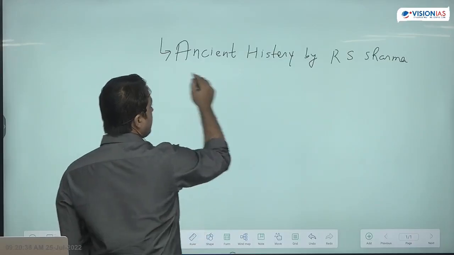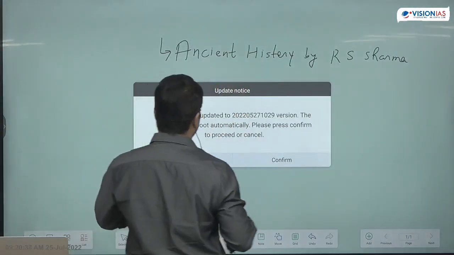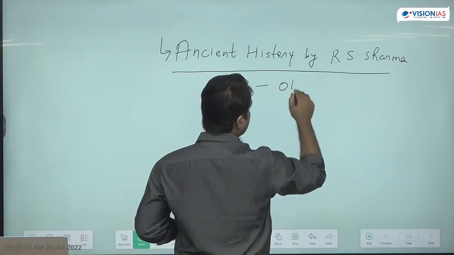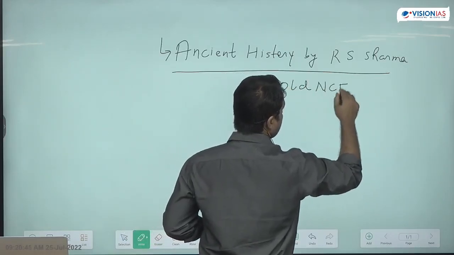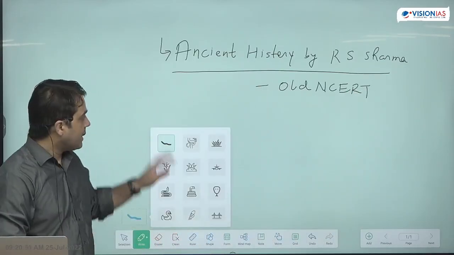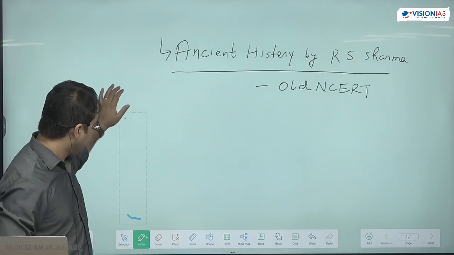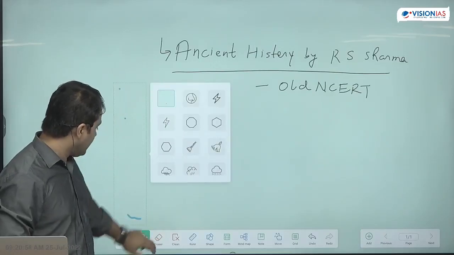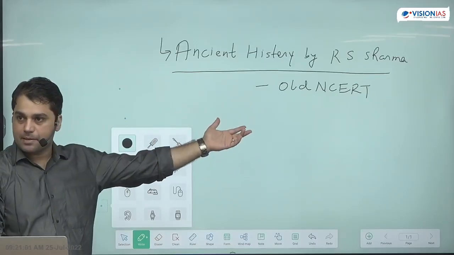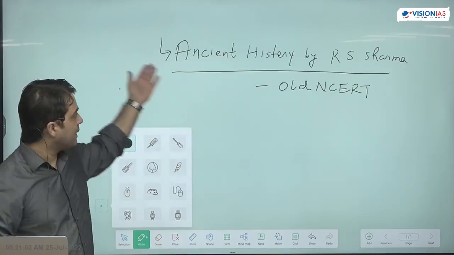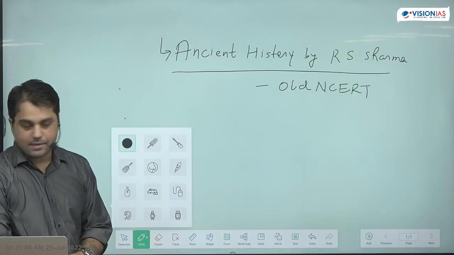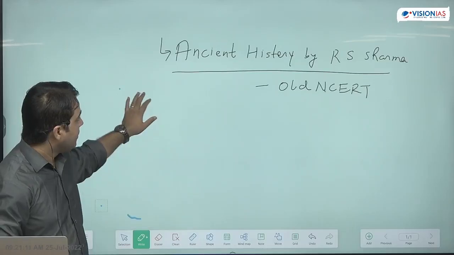For me, this is the most important source. Now, this is also old NCERT. You can either buy this as an old NCERT, which is fine, or you can also buy this. Oxford publisher has published the same book, and it is available by the name Ancient History by R.S. Sharma. There is no difference per se. Both are exactly the same book. So you can either buy old NCERT or you can buy this.